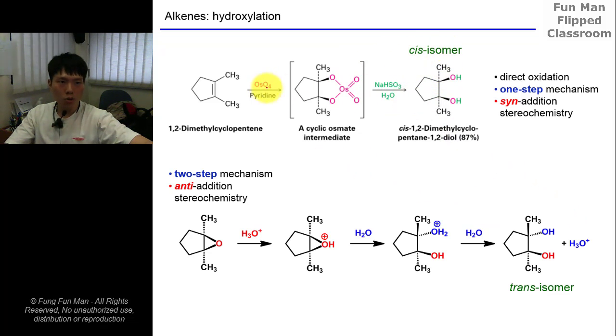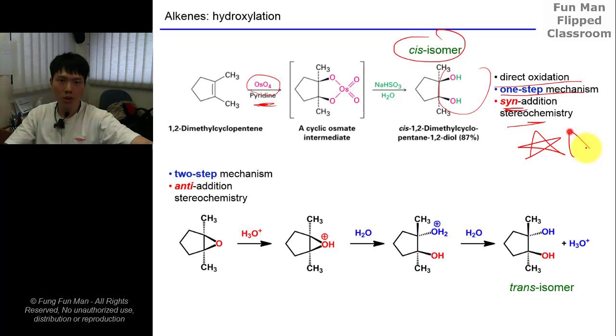Recall that using OsO4, pyridine is a solvent. Using OsO4, you must get a cis isomer of the alcohol, right? Direct oxidation, one-step mechanism, syn addition, stereochemistry. Super important.